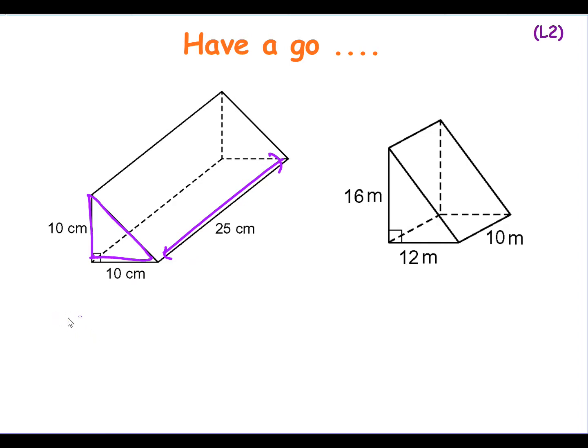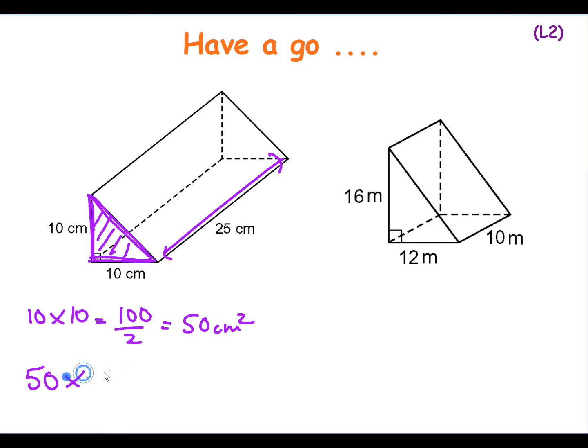Let's have a go. So for our triangle that's facing us, we have 10 times 10, which is 100, and we divide it by 2 to give us 50 centimeters squared for the triangle that's facing us. That's the area of the triangle. All we need to do to calculate the volume, once we know the area of the triangle, is multiply it by the third dimension. And that gives us 1,250 centimeters cubed for the volume of this triangular prism.